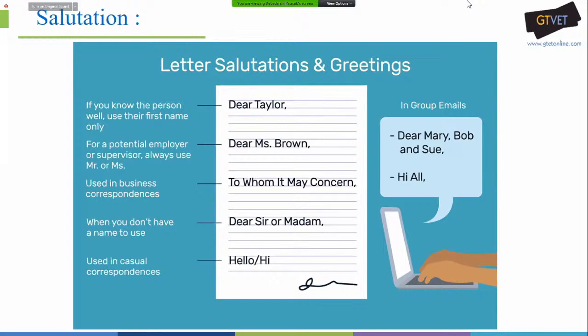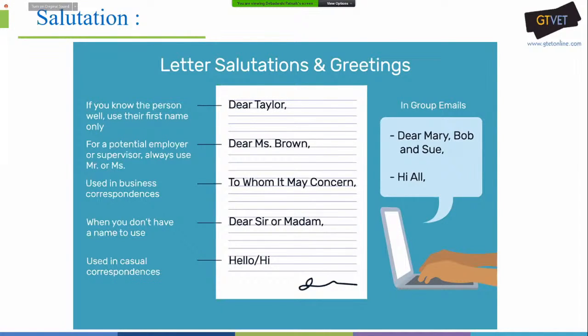In the right hand corner, you can see the example. No need to repeat the word "Dear" again and again, like dear Mary, dear Bob, dear Sue. Just "Dear Mary, Bob, and Sue." This is how you can write the emails. This is about the salutation, and don't forget to write the salutation.